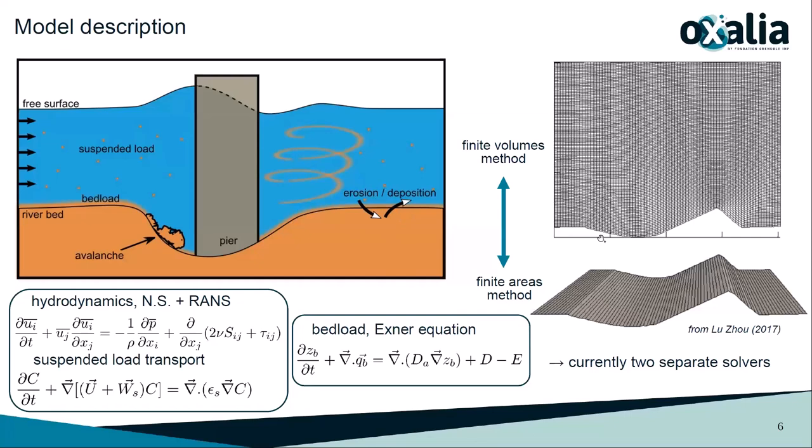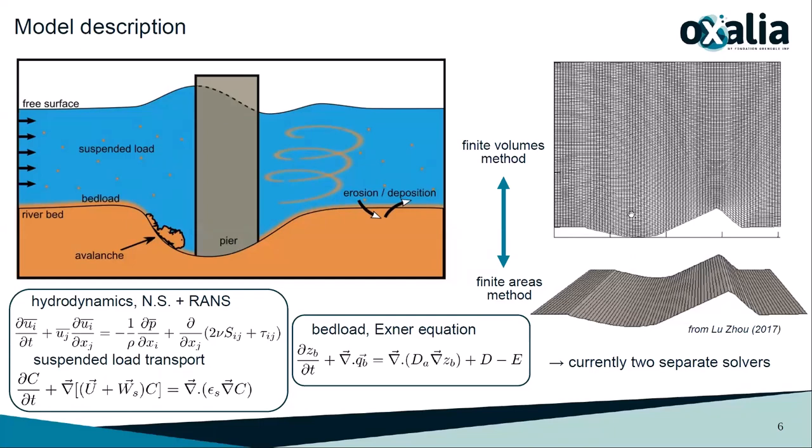And for the numerical method, actually I use two of them, so the finite volume method, which you all know about, to solve both the hydrodynamics and the suspended load. And on the bottom boundary condition of my domain, which corresponds to the bed, I have one finite area mesh on which I solve the bed load Exner equation with the finite area method. And I'm developing the code at the moment. So as I develop it, I've been coding it in two separate solvers. So I have one solver for the Exner equation and one solver for the rest.